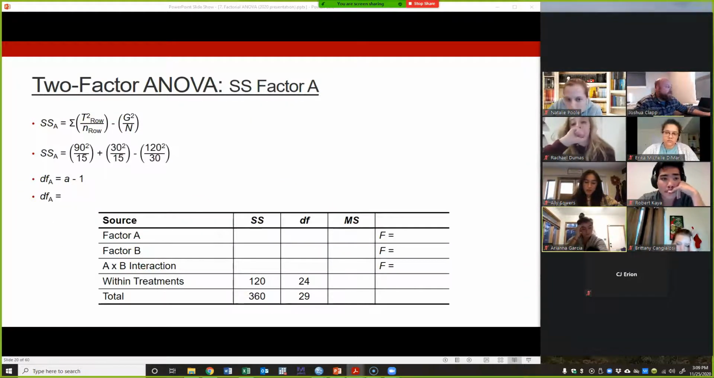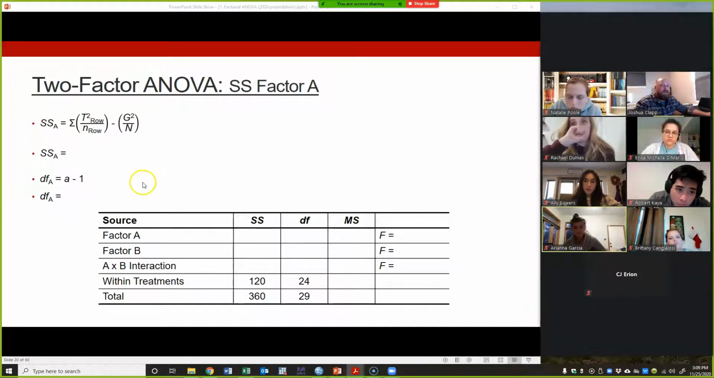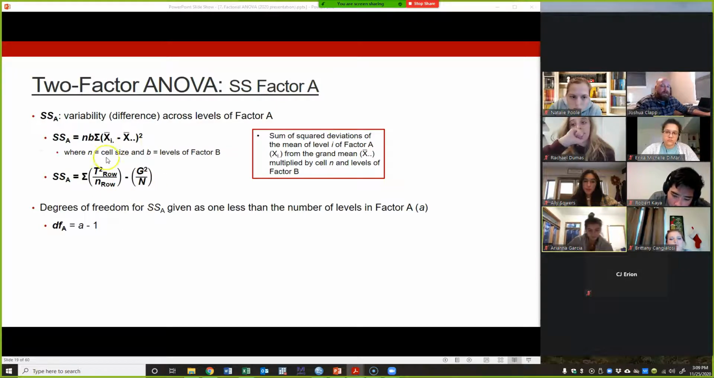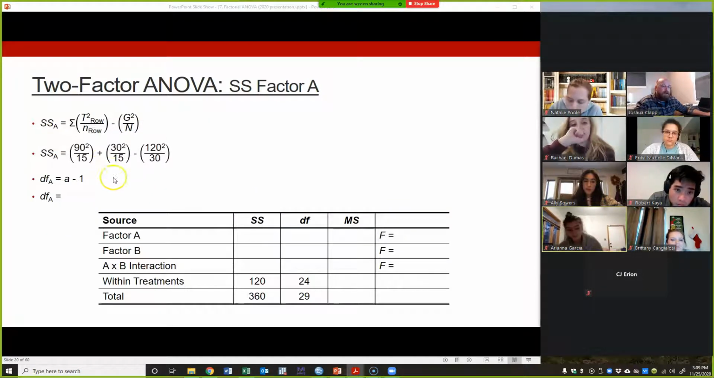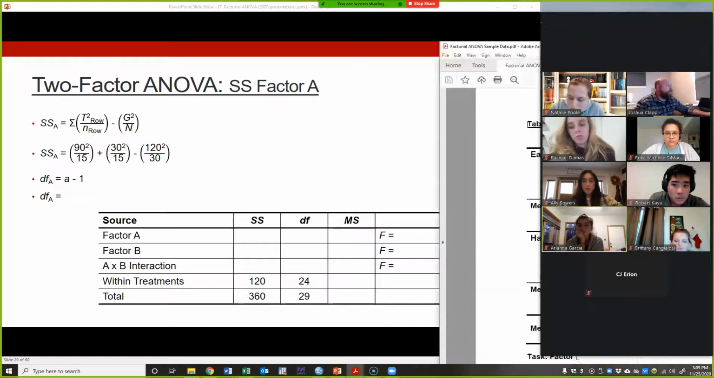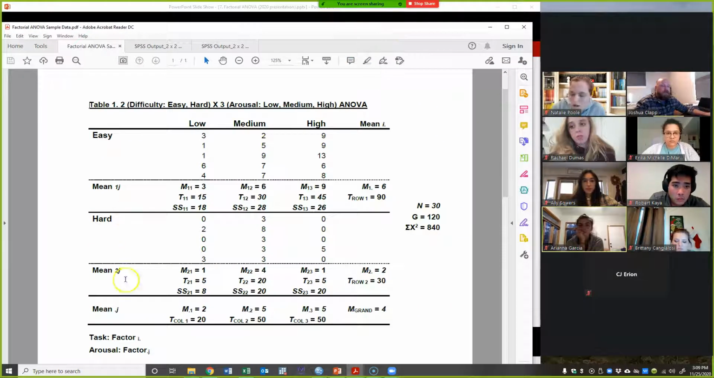And so if we do that, you'll see we end up with, we were going to do this by our computational formula. We've got 90, sorry, I got turned around. I guess we've got 2 levels of factor A. I've got task difficulty as factor A.